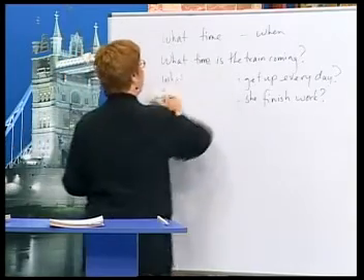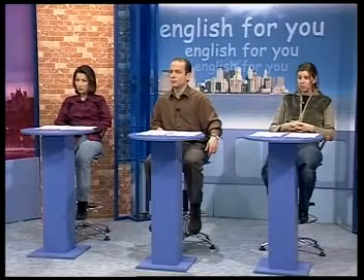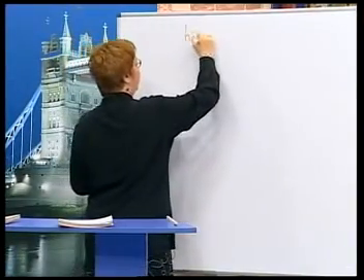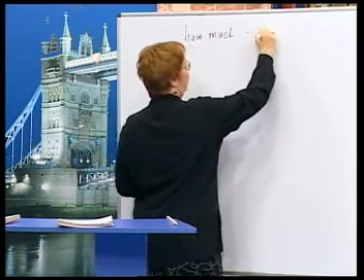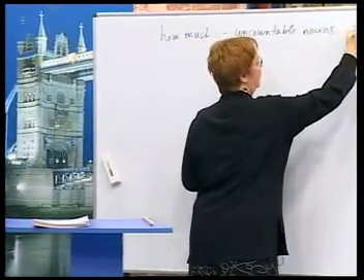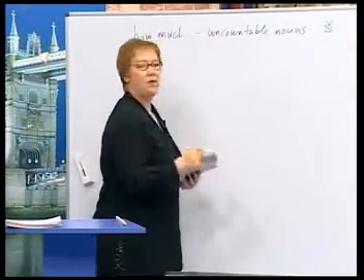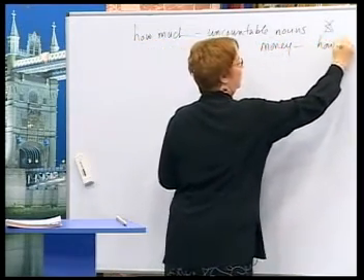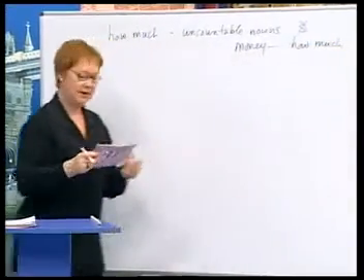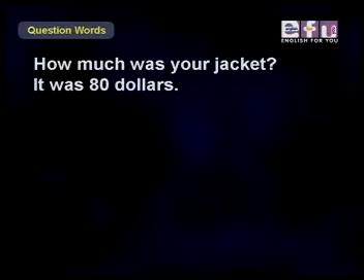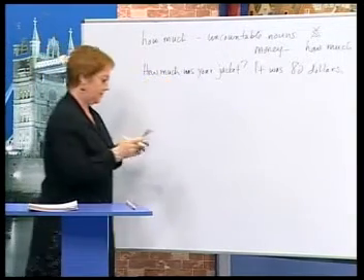Now, another one is for uncountable nouns. So remember, some nouns can't have S, so we use how much for uncountable nouns. Okay, now remember, no S on these nouns. Now, money is special. Money is usually asked about with how much. Okay, so now, how much was your jacket? It was $80. So this is asking about money.